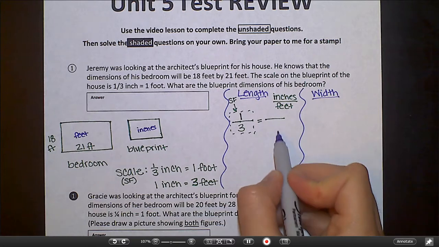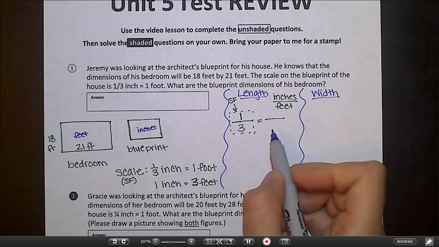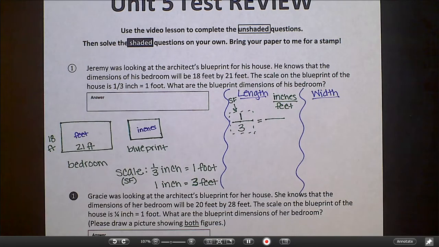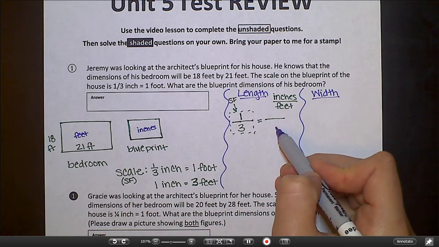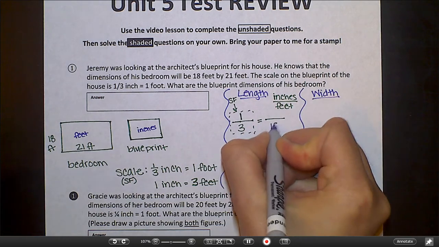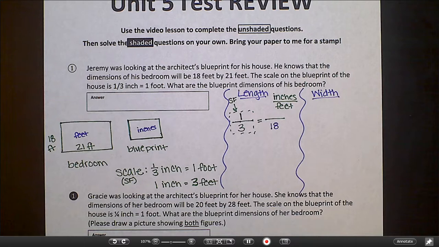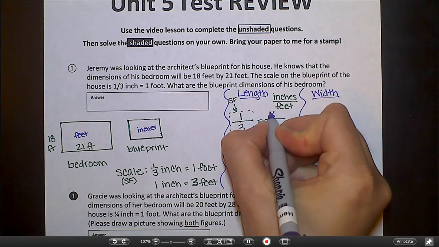This is where I'm actually having to do some thinking. So we're going to do our length first. So I'm going to use 18 feet. Well, where does 18 feet go? Does it go on top or does it go on bottom? It goes on the bottom because feet goes on bottom. It's 18 feet, so that has to go on the bottom so that I'm being consistent. I'm going to put an X on top because that's what I'm looking for.